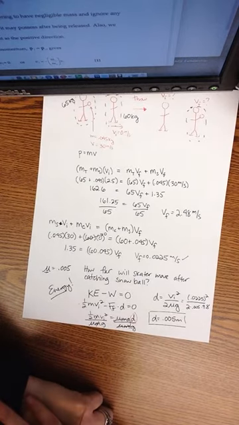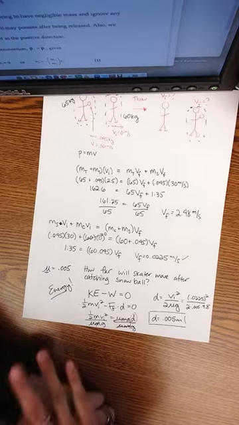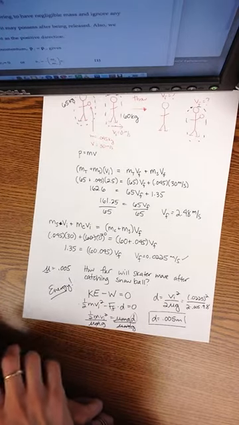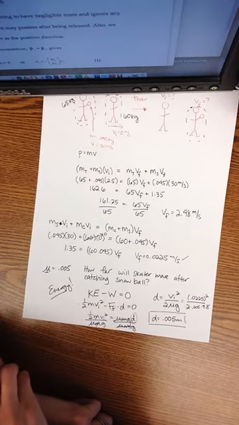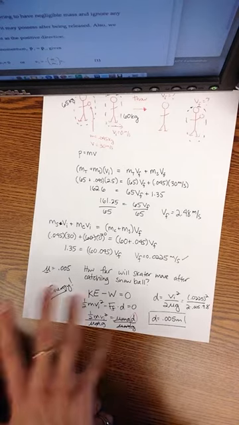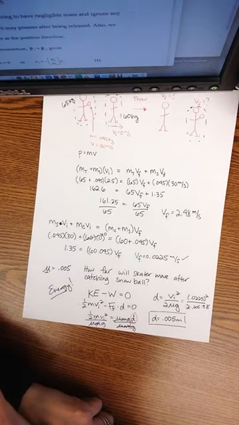So you could use energy to find how far a person would go, or you could use kinematics. It depends on what information the problem gives you. And then you could do some other things. You could determine the acceleration that the object experiences. There's lots of places you could go from here. So see how it works for you. Hope it helps.